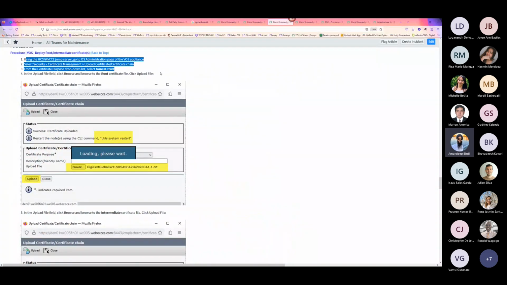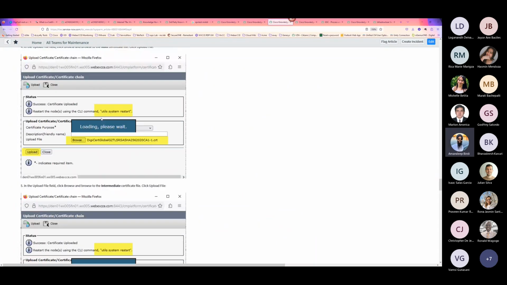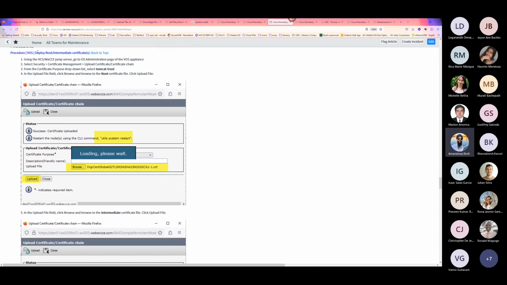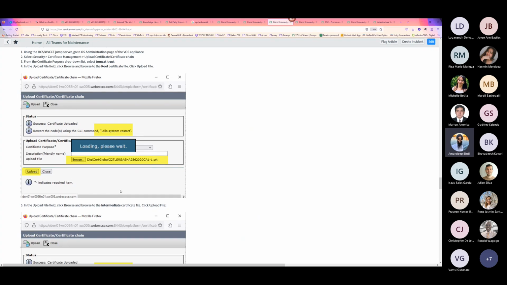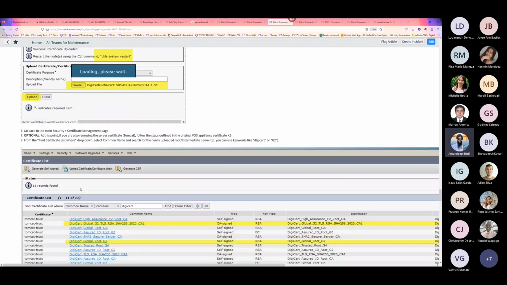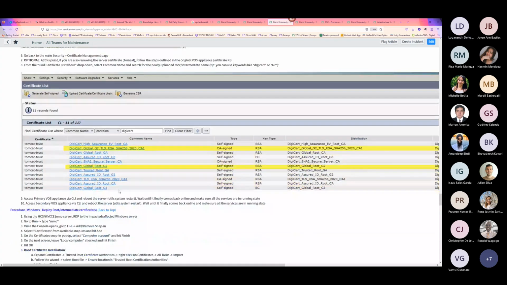So I define them here, right? So you add the root and then you add the intermediate, right? So you have to basically take the steps from both KBs. If your change needs to have the new root and intermediate added, you take the steps from here, put them before you apply the new Tomcat cert. Does that make sense? Okay. Yep.